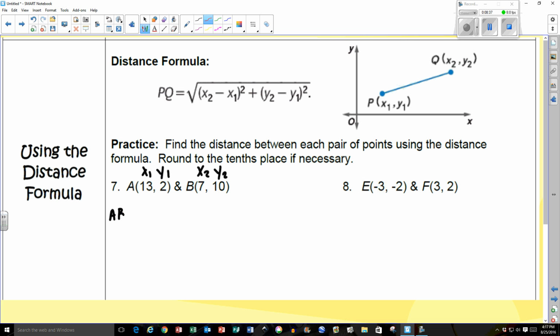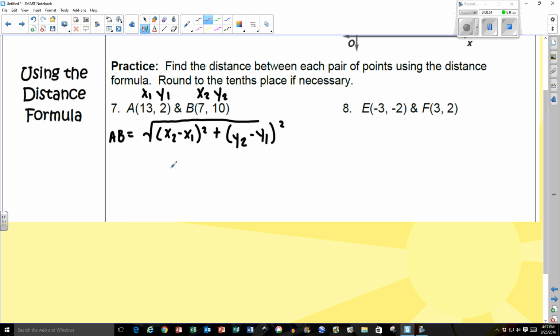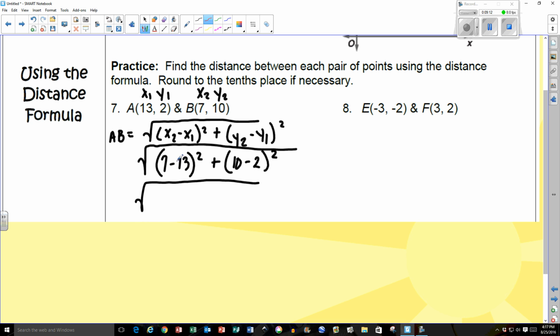So AB is the square root of x2 minus x1 squared, y2 minus y1 squared. So just plug and chug is all you got to do. So we've got x2 is 7 minus x1 is 13. Y2 is 10 minus y1 is 2. And don't forget every piece, squares, pluses, everything. So 7 minus 13 is negative 6 squared. 10 minus 2 is 8 squared.